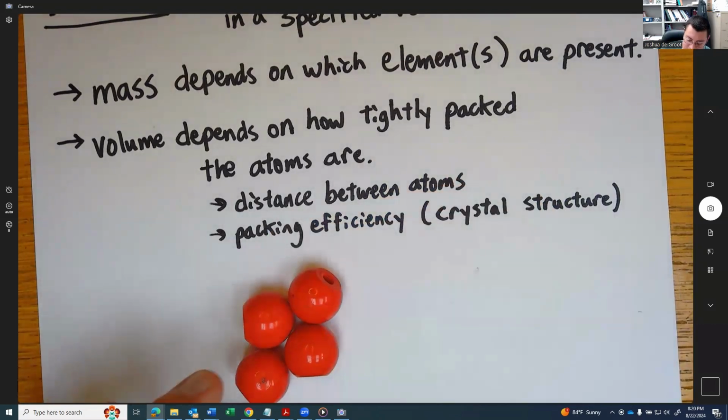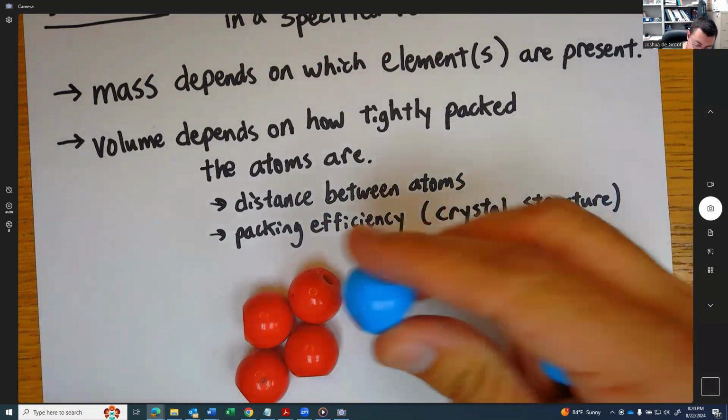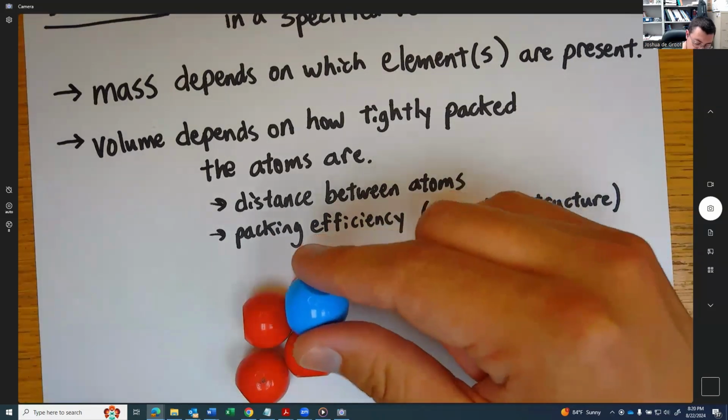Okay, but that's only one layer. Okay, we live in a three-dimensional world. All right. So I could put maybe the next sphere here.